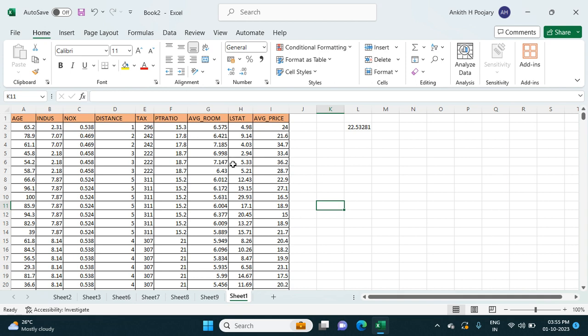So in this video, we learned how to build a predictive model, how to check the conditions for the predictive model, and if those are met, you can select it as a good predictive model. So this is about regression modeling.